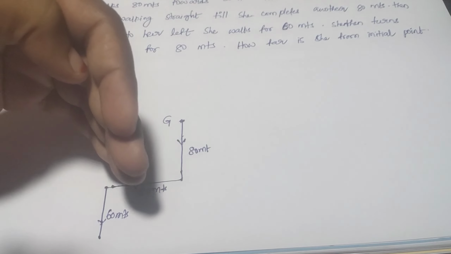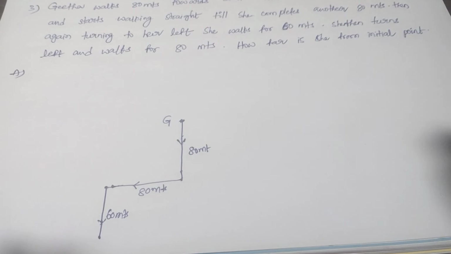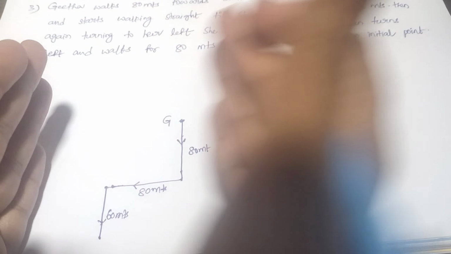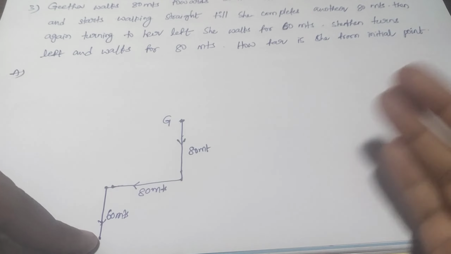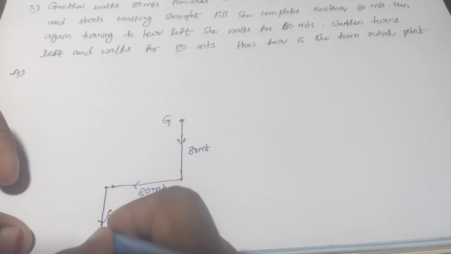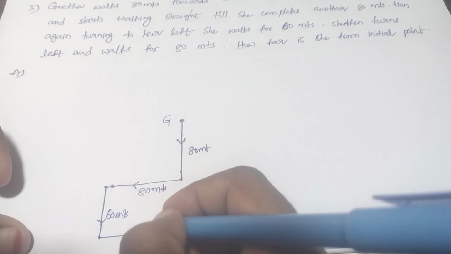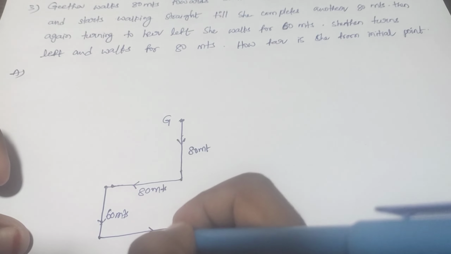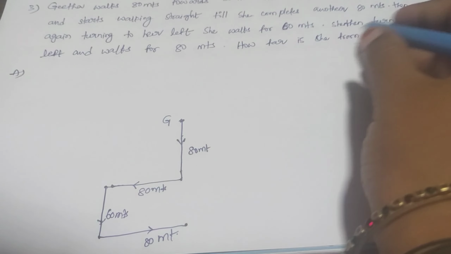Now, she is in south direction. Taking left means our right. Taking left means she is in south direction. Taking left means our right. Okay? Our right direction, and again she walks for 80 meters until this point. 80 meters. How far is she from initial point?